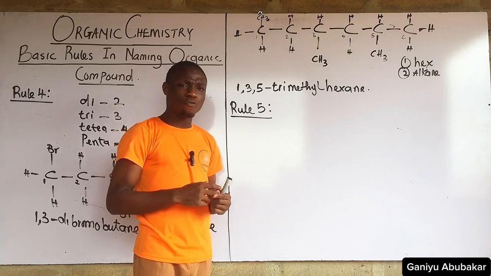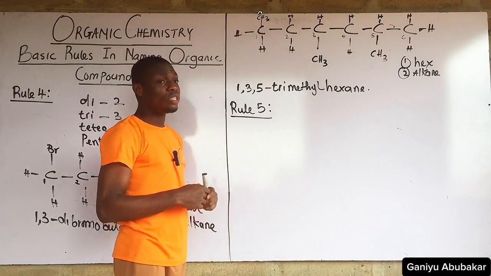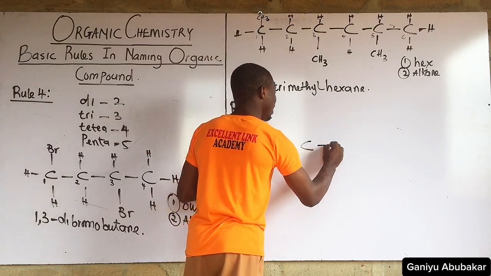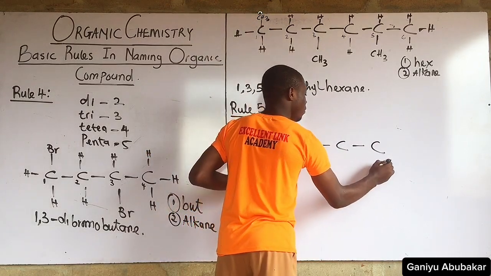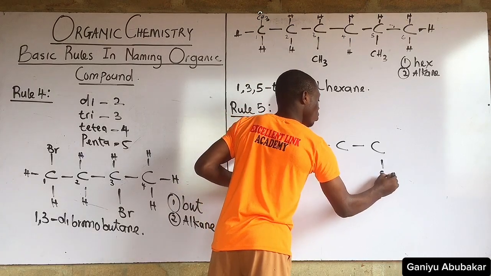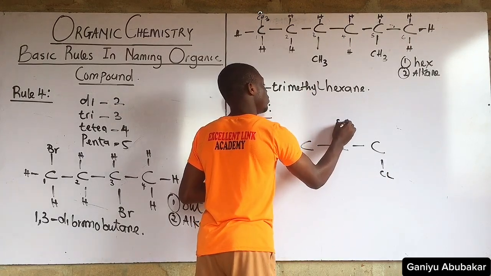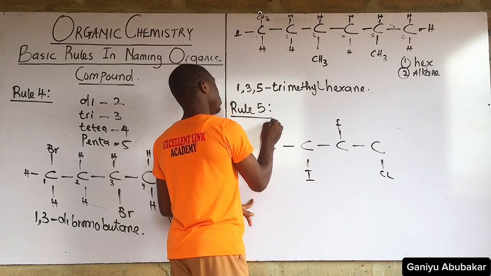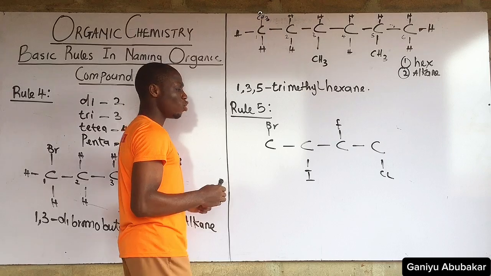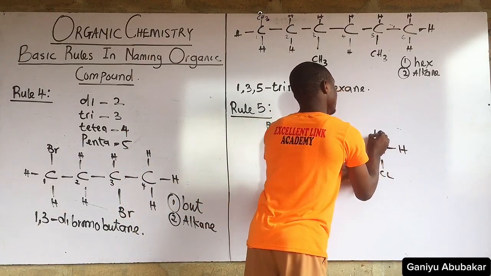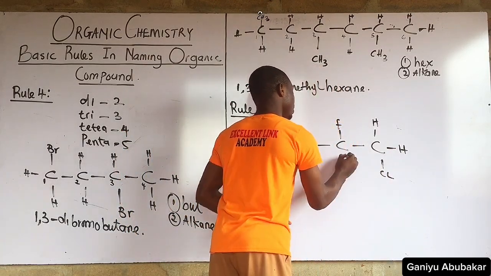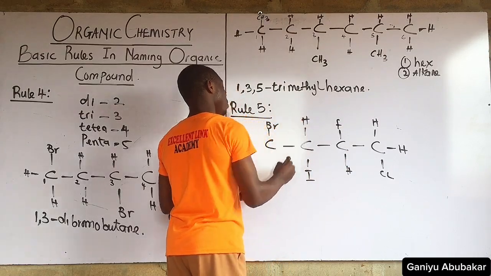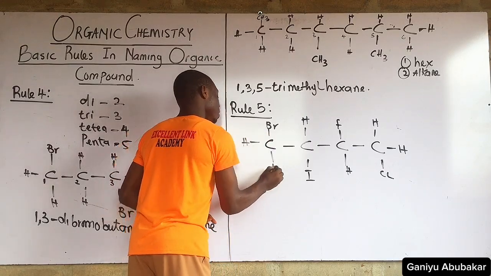So let's take an example to further explain rule 5, the fifth rule that governs the naming of organic chemistry. Let's say I have a compound such as this. I have chlorine here, fluorine, let's say I have iodine, let's say I have bromine here. So let's balance this up. 1 2 3 4, 1 2 3 4, 1 2 3 4, 1 2 3 4.